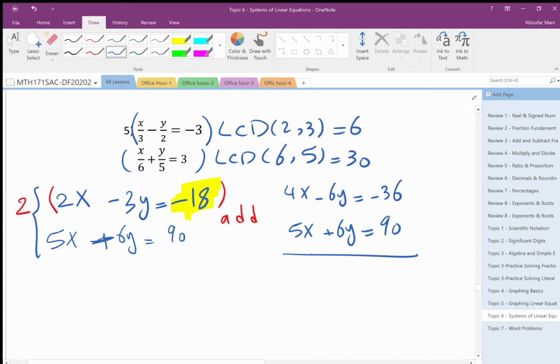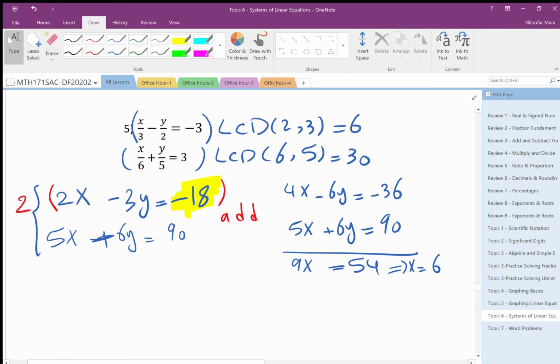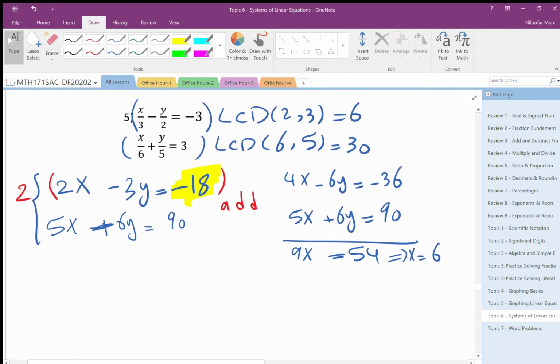Now I add them, so it's 9x equal 90 minus 36. I think it's 54. Yes, so 54. So x is 6. Okay, so x is 6, and then what is y? How can I find y?